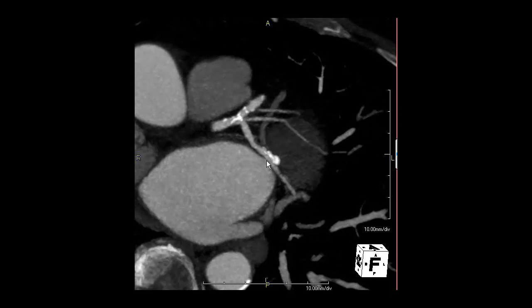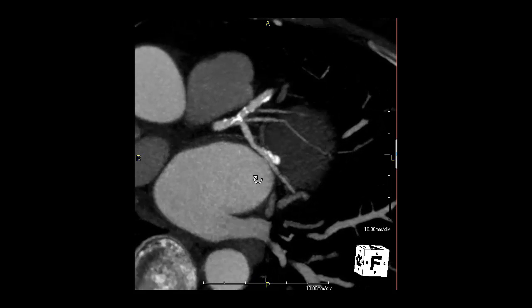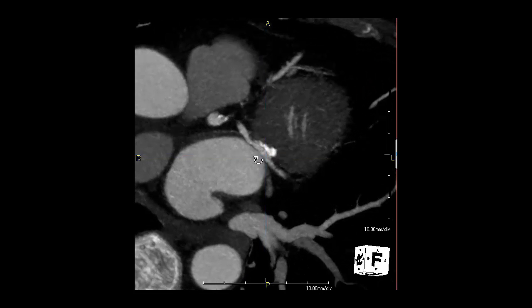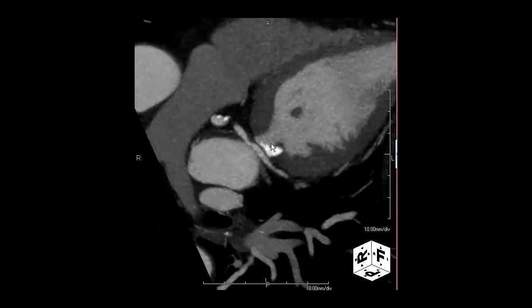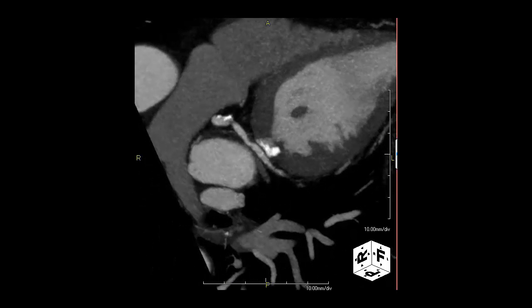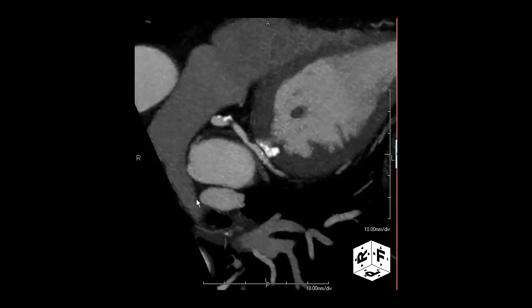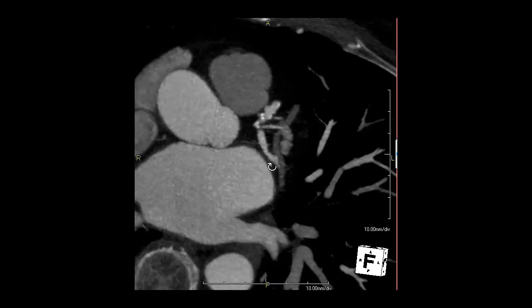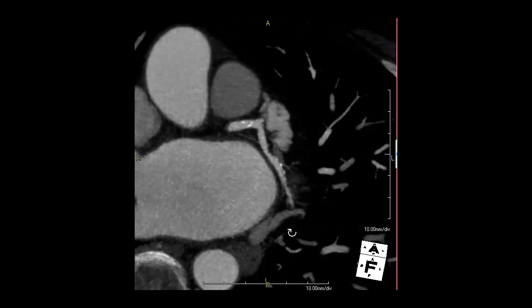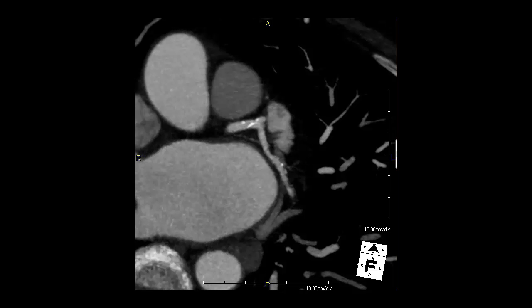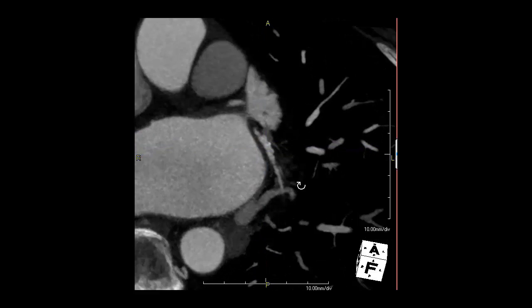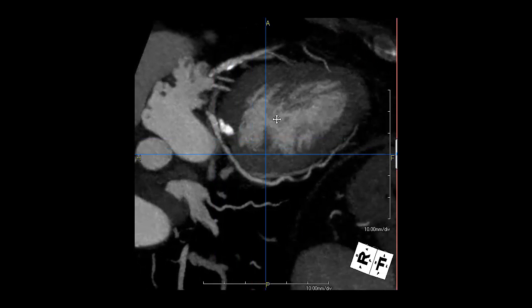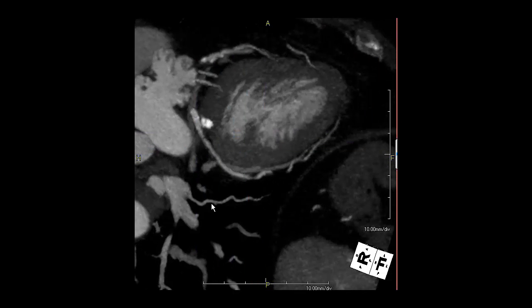As we proceed down looking at the body of the left circumflex, you have to be cautious of the mitral annular calcification and the overlap. But if you rotate around the vessel, you can see that this vessel appears to not show any severe disease. There may be a small narrowing in the proximal portion, but nothing suggesting obstruction in those regions. Following out into the obtuse marginal, it appears to be relatively normal.